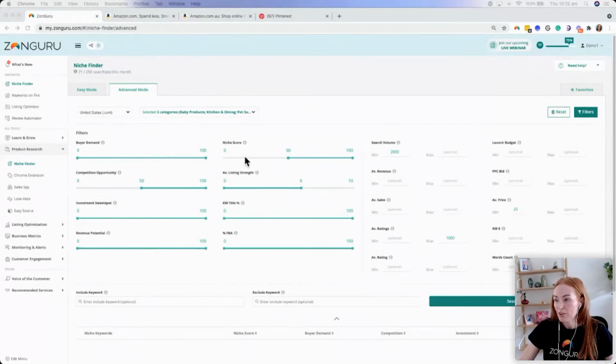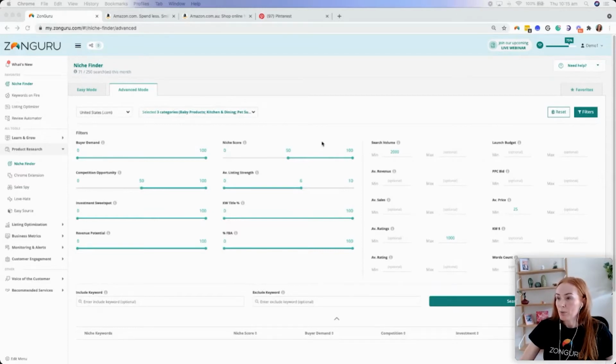And the combination of these 4 makes up the niche score. So it's up to you whether you want to adjust these individually or just say, overall, I want it to be 50 and above. So the higher, the better on all of these. The higher the niche score, the more opportunity there is for you as a seller, basically. And then over here, we have our granular terms. So we've got what search volume you want on that niche per month, the average revenue, sales, how many ratings, the average rating. So that's, is it a 3-star or 5-star average rating, launch budget, everything is in there that you could want to know.